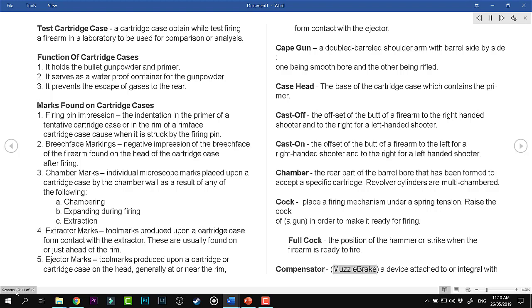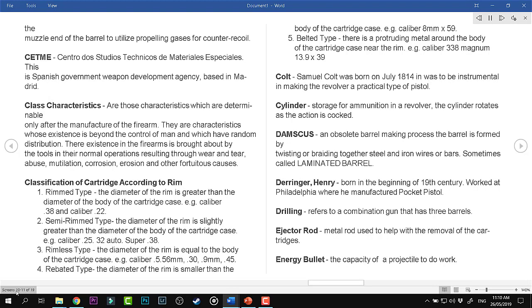Compensator, muzzle brake, a device attached to or integral with the muzzle end of the barrel to utilize propelling gases for counter recoil. CETME, Centro de Estudios Técnicos de Materiales Especiales. This is a Spanish government weapon development agency, based in Madrid.